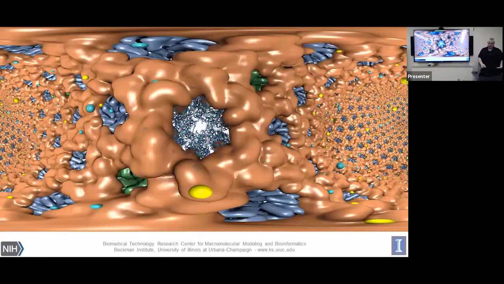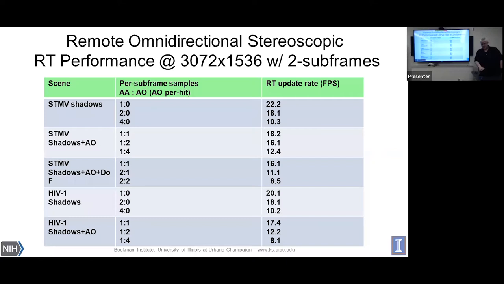Doing this 2.5 years ago on 2 or 3 generations old GPU hardware, but admittedly powerful clusters of GPUs, using one machine with 8 GPUs, we were able to get frame rates between 15 and 20 frames per second in terms of the streamed omnidirectional images. So the HMD is rendering at 150 frames a second, but the updates as the user is flying through the world are only about 20 frames a second. So that was what we were able to do then.